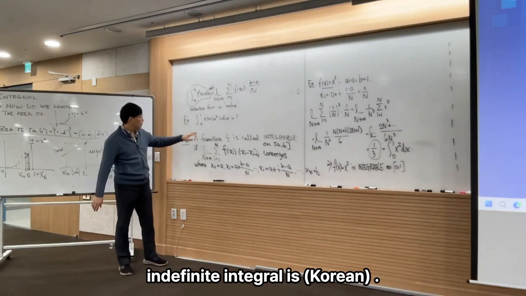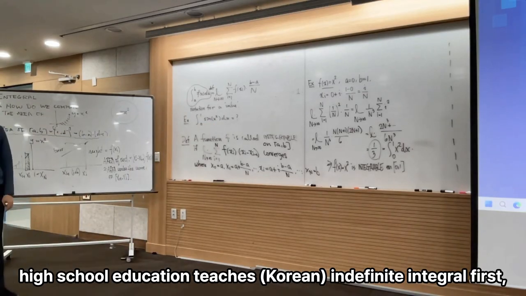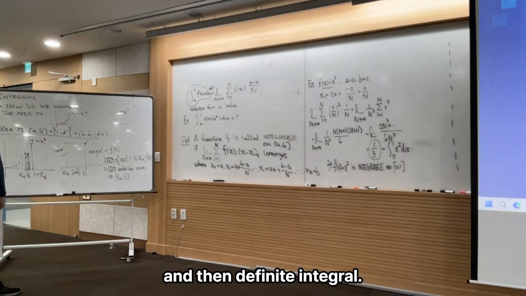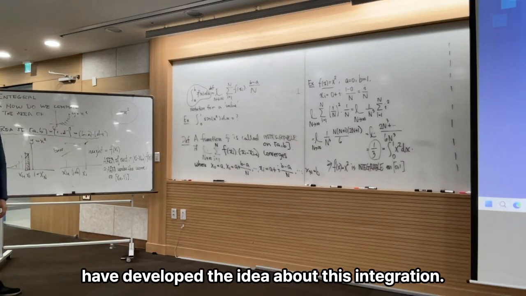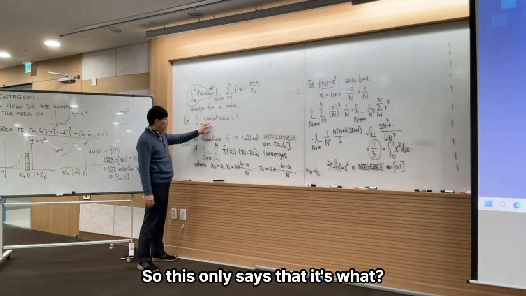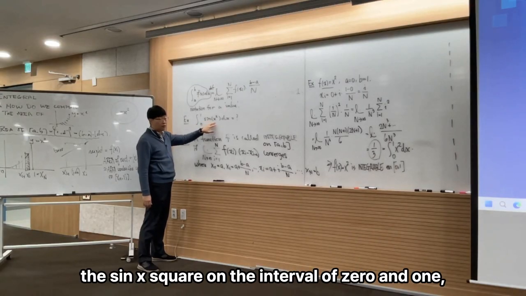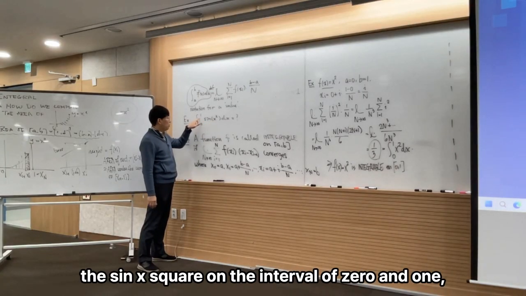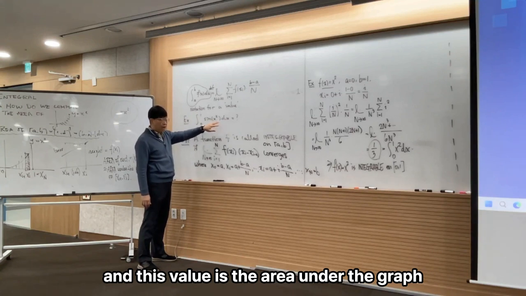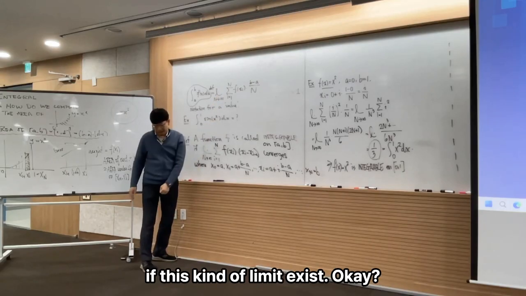In Korean, indefinite integral is 부정적분. The Korean high school education teaches 부정적분, indefinite integral, first and then definite integral. But that's not how the mathematicians developed the idea about integration. So this only says that it's about the function y equals sine x squared on the interval from 0 to 1, and this value is the area under the graph from 0 to 1 of y equals sine x squared, if this kind of limit exists. Okay?